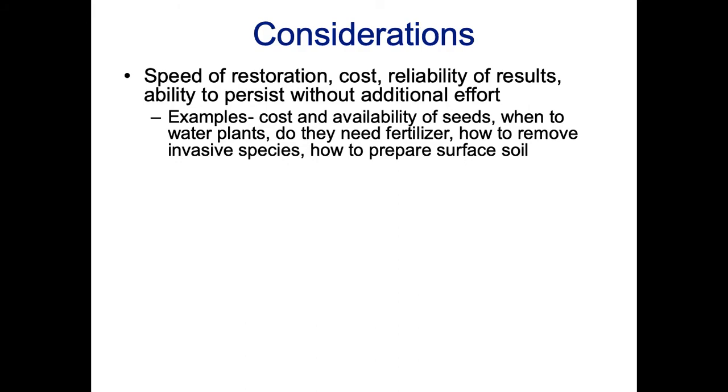So, considerations. You want to think about the speed of restoration you want, the cost that you're willing to accept, the reliability of the results, and the ability for the ecosystem to persist without additional effort. Examples might include the cost and availability of seeds. Sometimes it's hard to get seeds for certain native plants, so you may need to go collect those yourself. Should you be watering plants? Should you be fertilizing plants? How do you get rid of invasive species? How do you prepare the soil? All of these questions need to be answered before you can really get started.